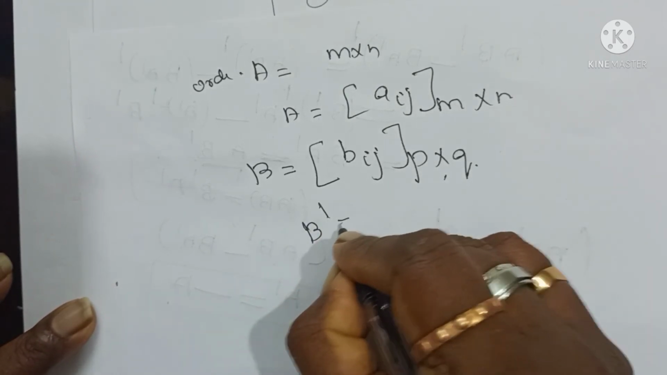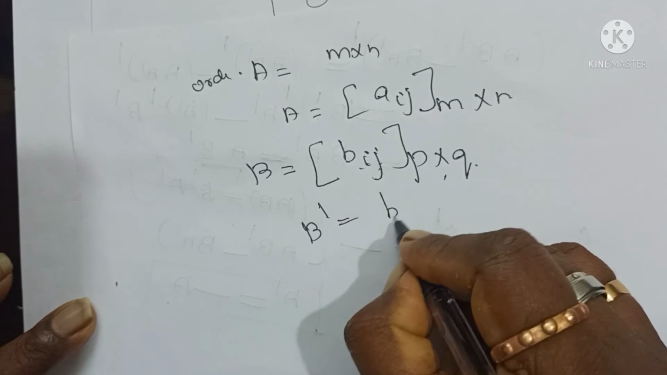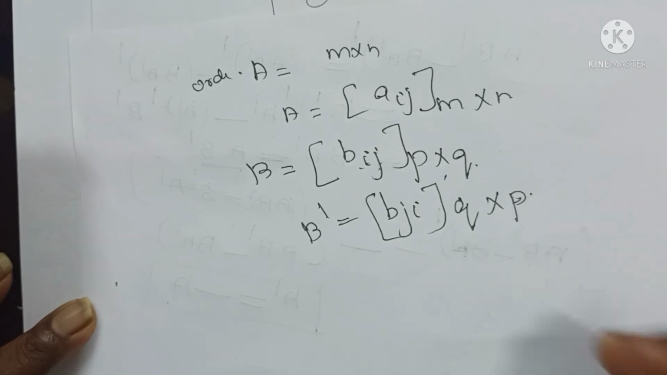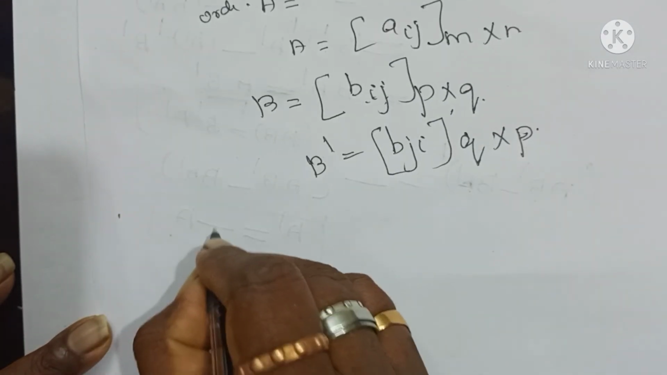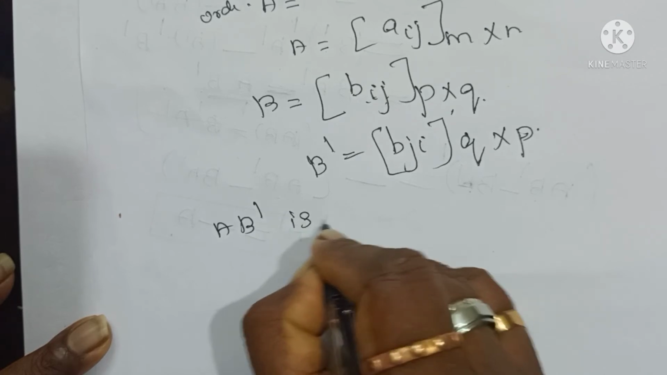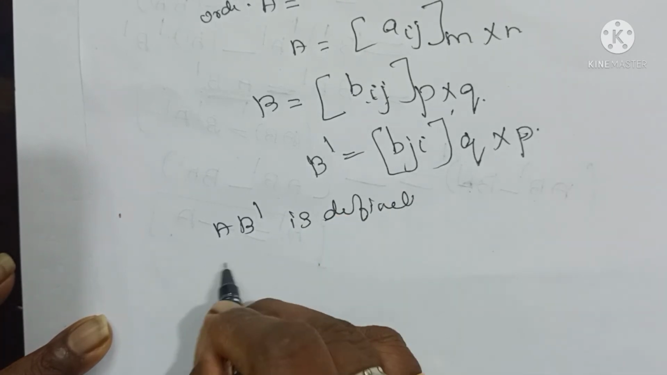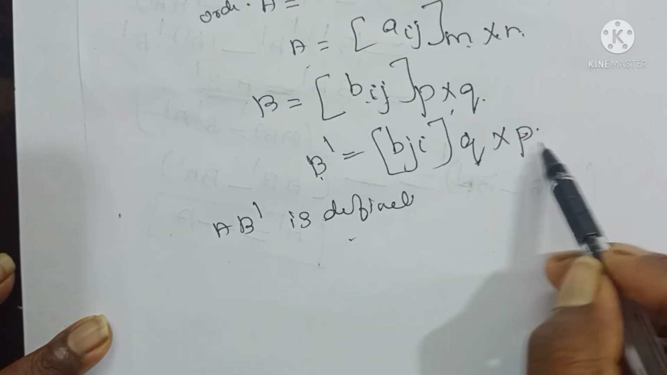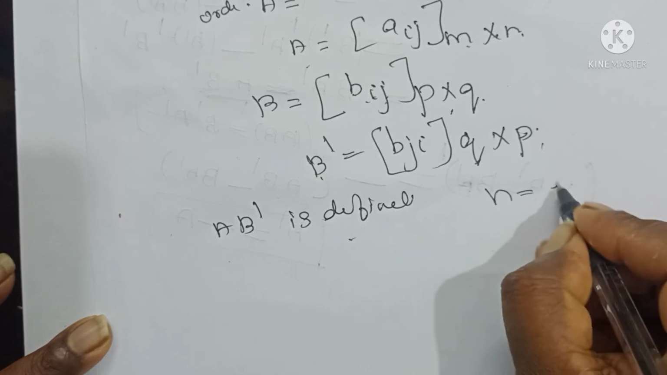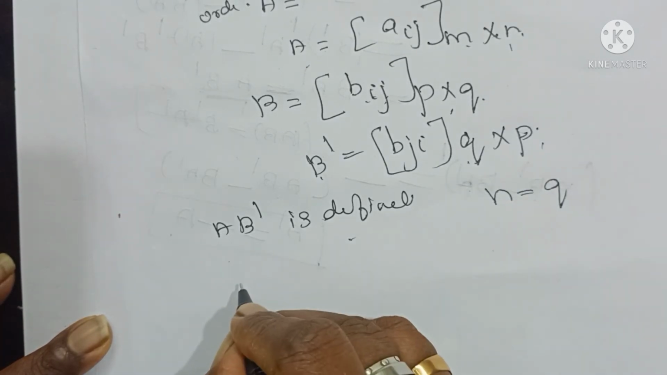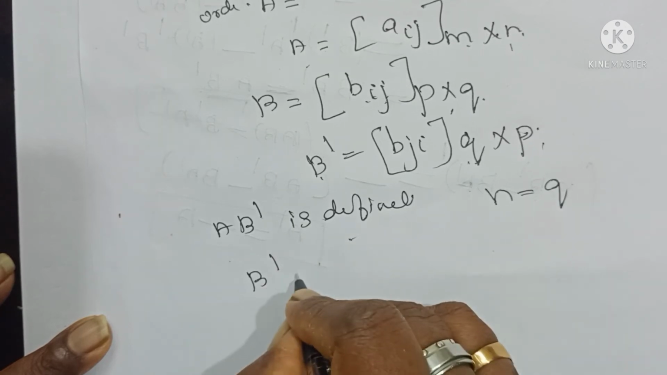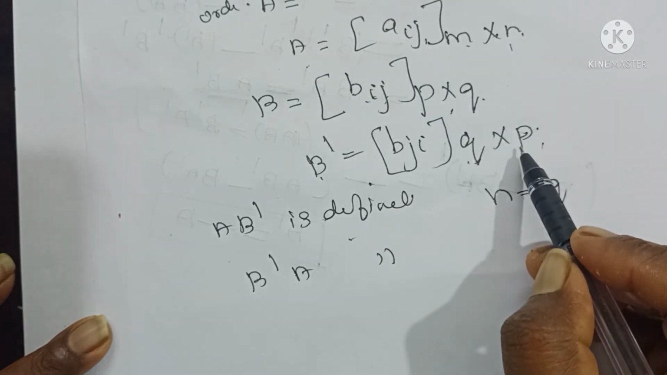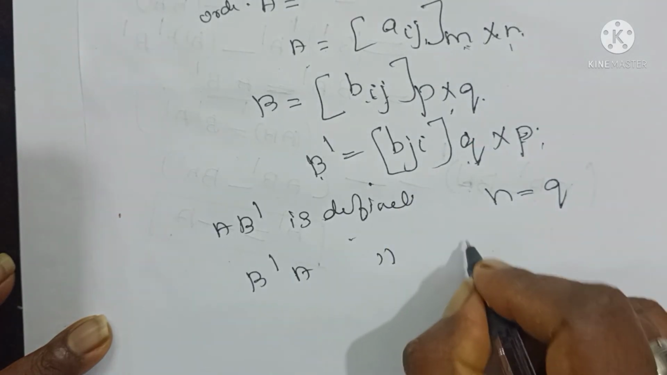Therefore, what is B dash? We have to interchange the indices, so B dash is [bij] q by p. In this question, A B dash is defined. A B dash being defined means you have to check: here m by n, here q by p, so n is equal to q. Then B dash A is also defined, so p is equal to m.